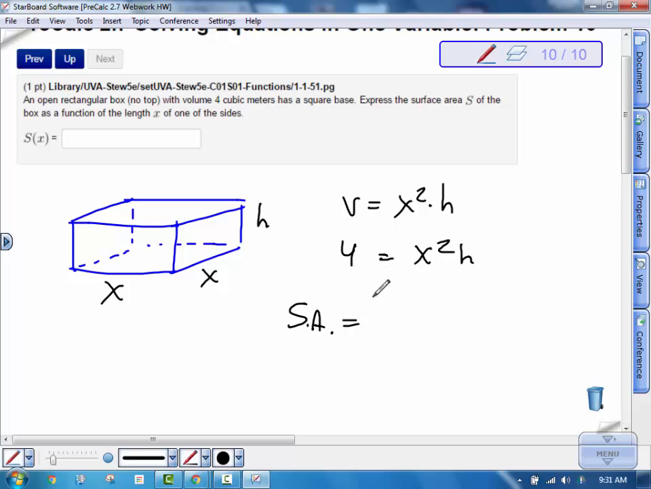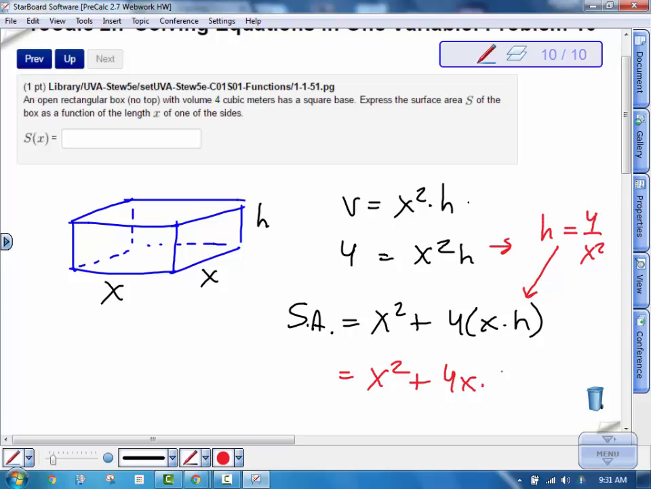That's going to be, there's no top, so I'm just going to do the bottom, which would be x squared, plus all 4 sides. Now the 4 sides are just x times h, so there's 4 of those. 4 sides plus the bottom gives us the whole surface area. Now, I didn't want this variable h in there, so I have to get rid of that. I'll rearrange this equation into h equals 4 over x squared, and I'm going to plug that in right there. So it becomes x squared plus 4 times x times 4 over x squared.